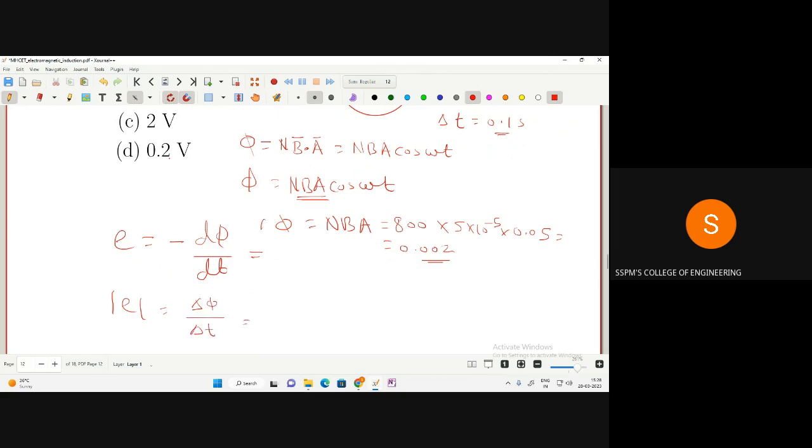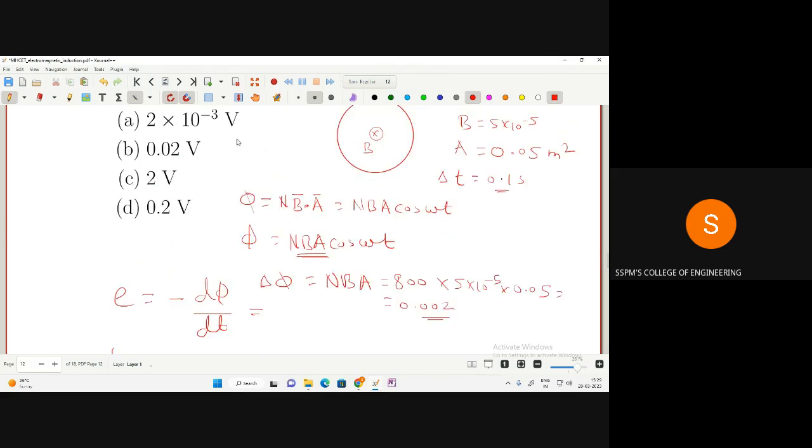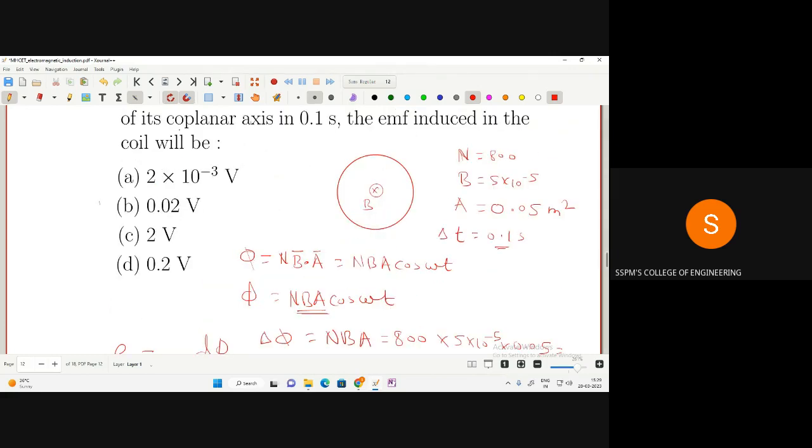तर हा म्हणजे चेंज ऑफ फ्लक्स आहे. चेंज ऑफ फ्लक्स किती आहे? 0.002, and the time required for that rotation is 0.1. हे दिलेलं आहे. म्हणजे किती येणार आहे? 0.002 डिवायडेड बाय 0.1. EMF induced किती येणार? 0.02 व्होल्ट येईल. तर इथे ऑप्शन B करेक्ट आहे.